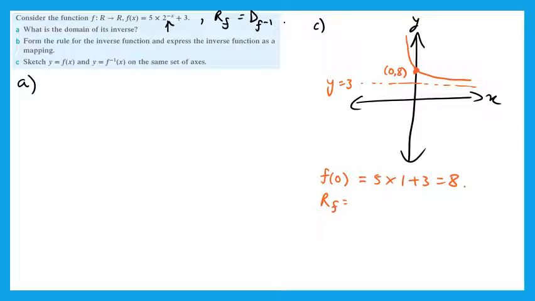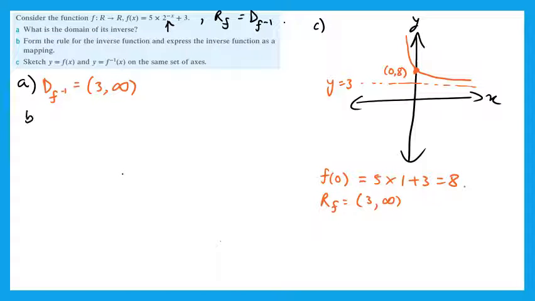So the range of this function is going to be equal to, you can see it starts from 3, but we don't include 3, remember, because it's an asymptote. It'll never ever cross the actual asymptote. So that means it will start from 3 going all the way up to infinity. So that means that the domain of the inverse is going to be 3 to infinity.